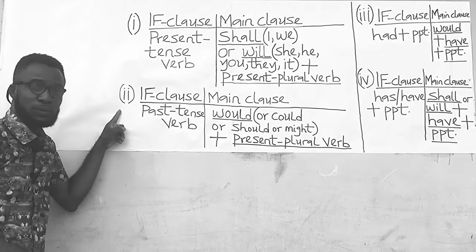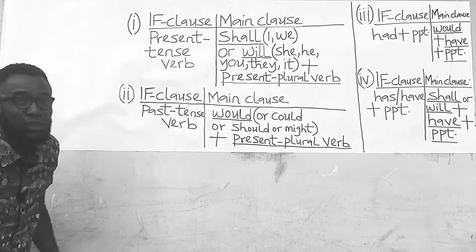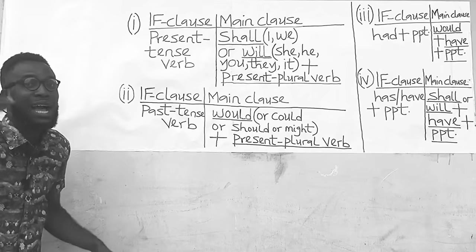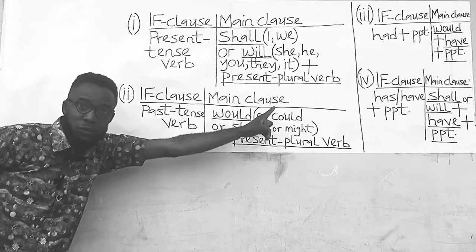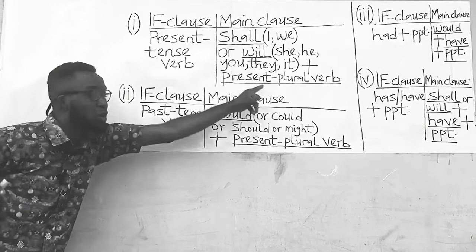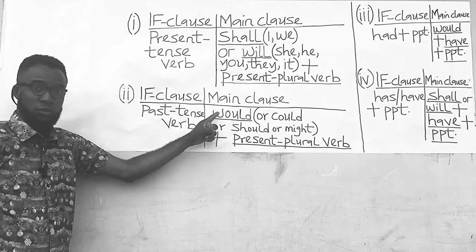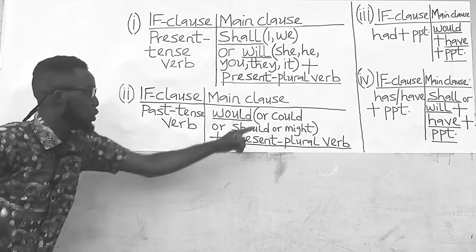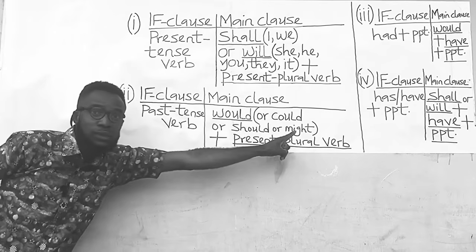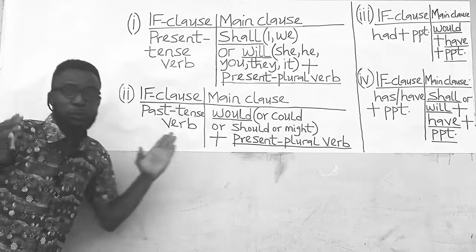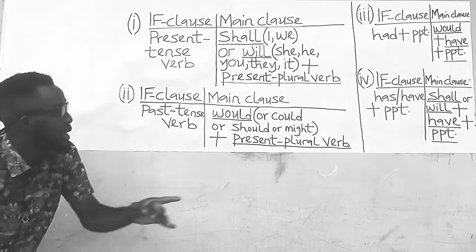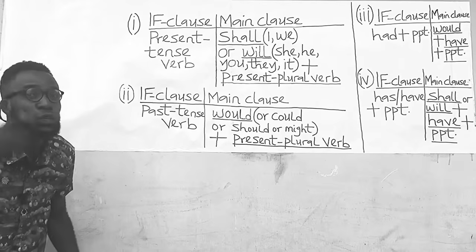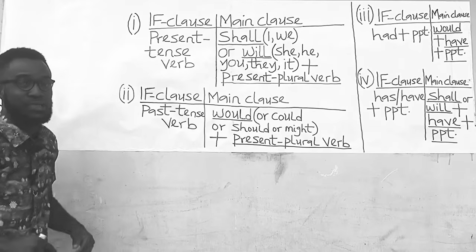Roman figure 2. When the if clause contains a past tense verb, a simple past tense verb, and they want you to complete the main clause, then the gap in the main clause should be filled with would. But if you cannot find would, you can look for any of could, should, or might, plus a present plural verb. I have told you that a present plural verb is a verb in the present tense and will not end with s, es, or ies.